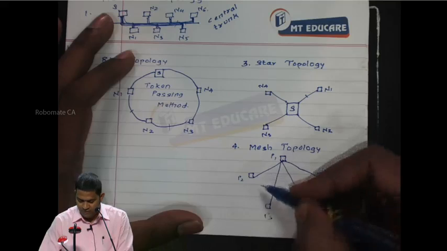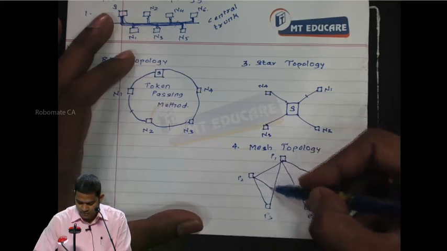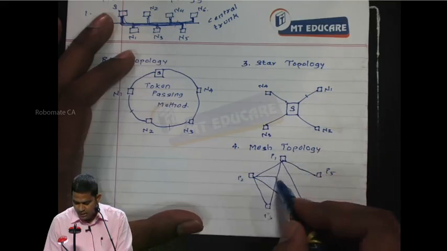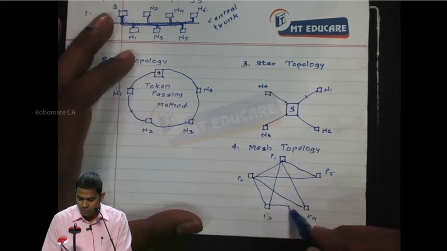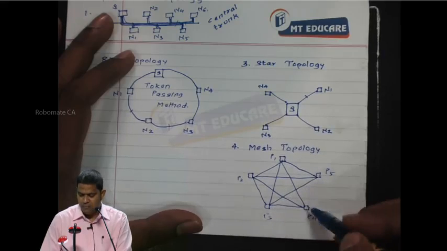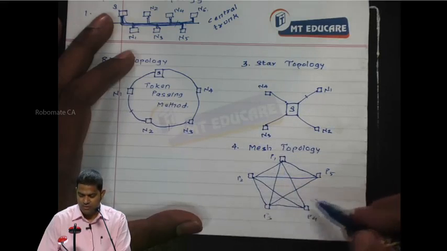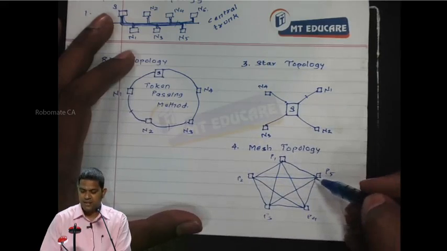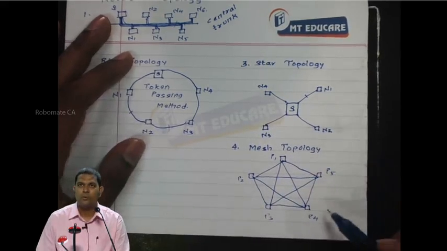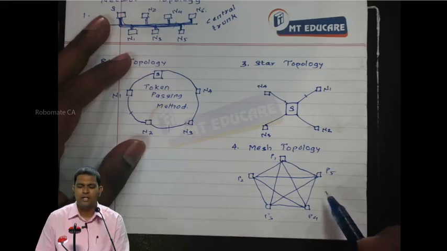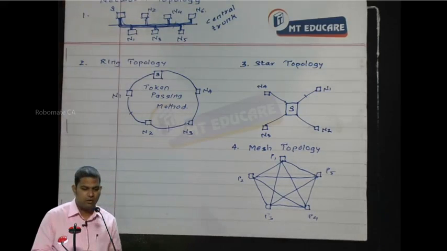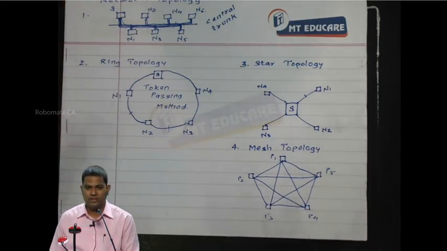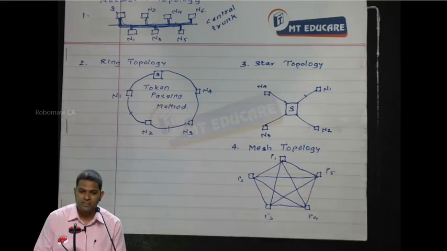P2 will be connected to P1, P3, P4, and P5. P3 will be connected to P1, P2, P4, P5. P4 will be connected to P1, P2, P3, and P5. And P5 is connected to P1, 2, 3, 4. Hey, don't you think this is mesh topology? I'm sorry, don't you think this is peer-to-peer networking? When we talk in terms of technology, this is peer-to-peer technology. And from the point of view of topology, it is called mesh topology.